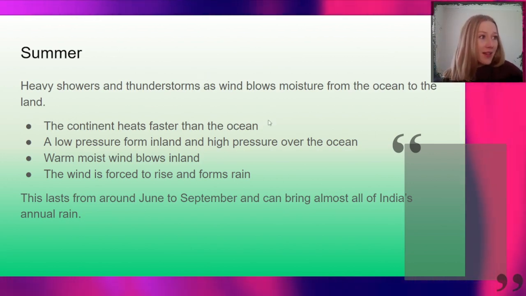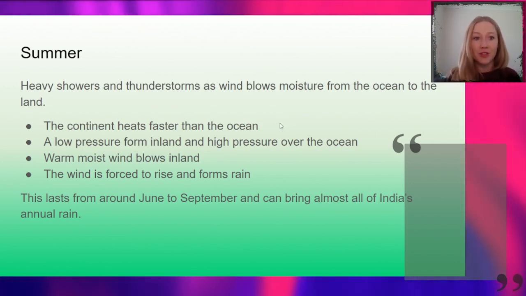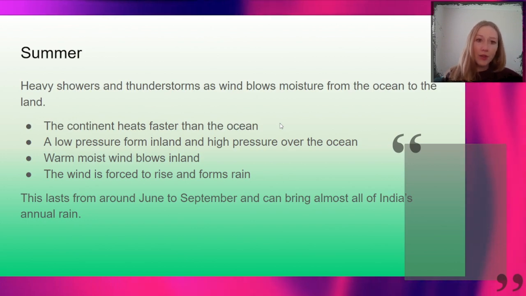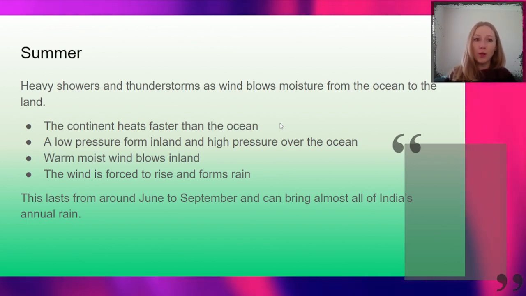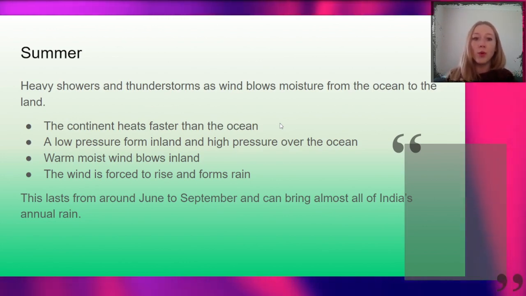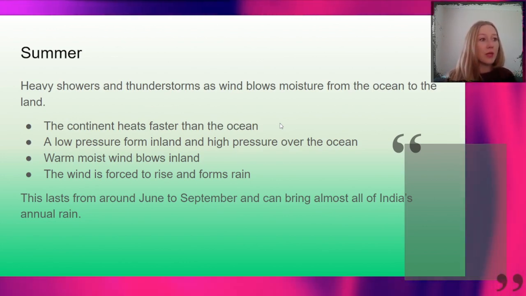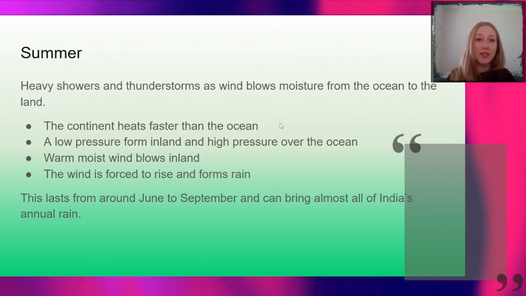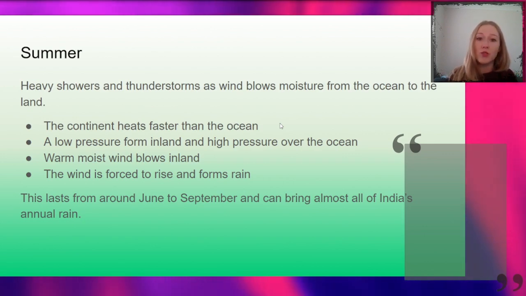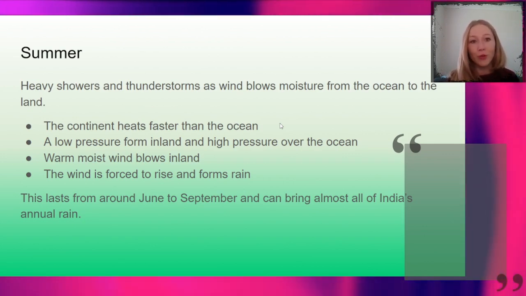Okay, so we understand now that the land heats up faster than the ocean and it forms a low pressure system, which means that the high pressure system over the ocean will blow warm, moist air to the land. Then that warm, moist air will blow in. It will maybe meet the low pressure, or it will meet some type of a mountain range or an obstruction or something that will force it to rise, and that will bring rain.